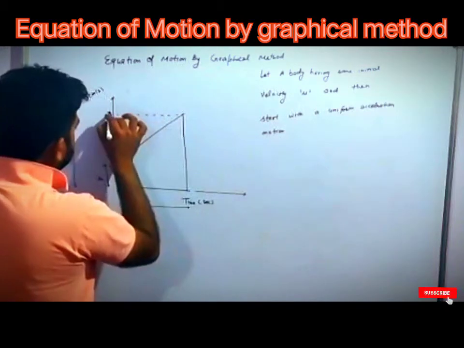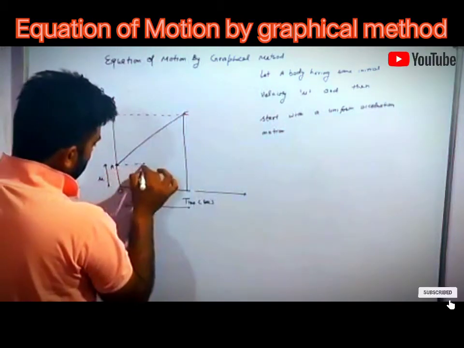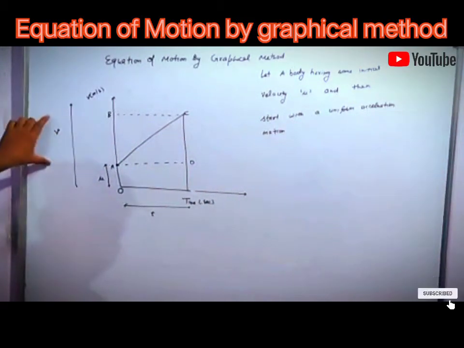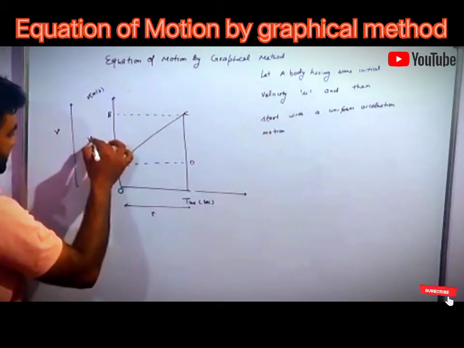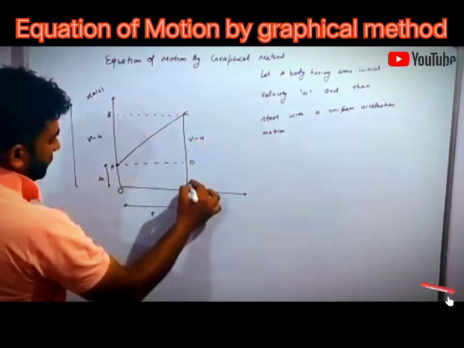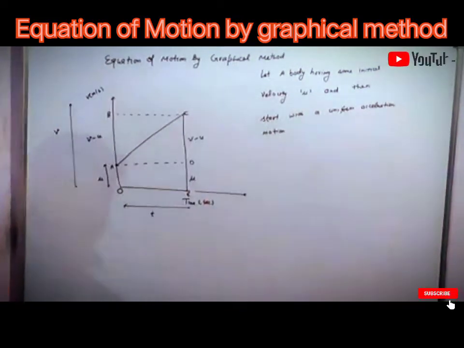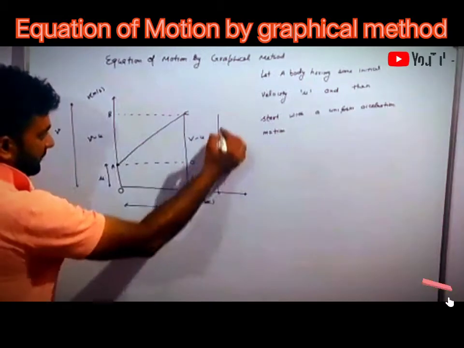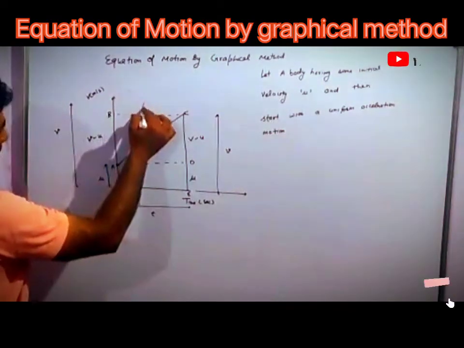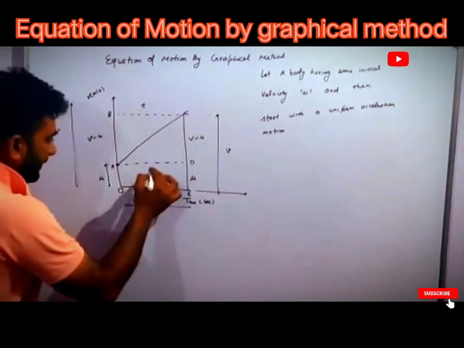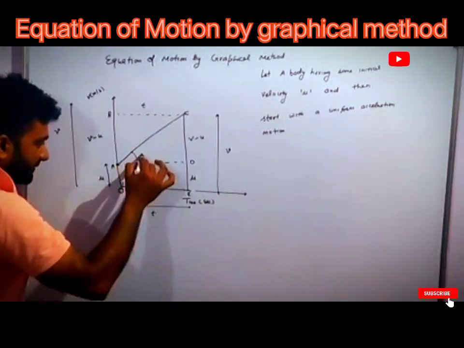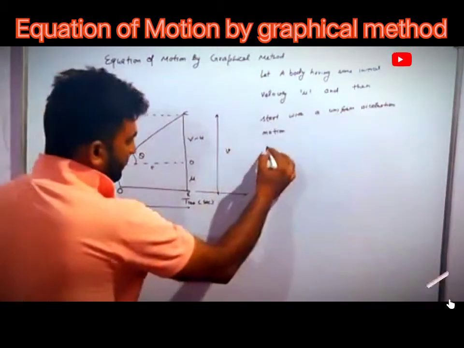Consider some points. This is B, this is C and this is the point D. If this is the initial u and this is the final v, then this is equal to v minus u. So CD is also v minus u, AD is also considered as u, and CE is considered as final velocity v. OE is parallel to BC, so BC is also t and AD is also t.